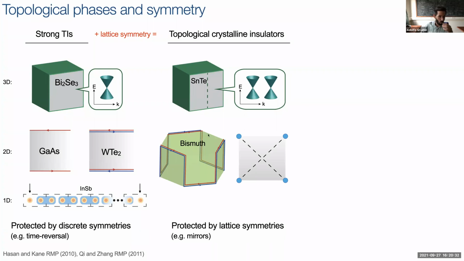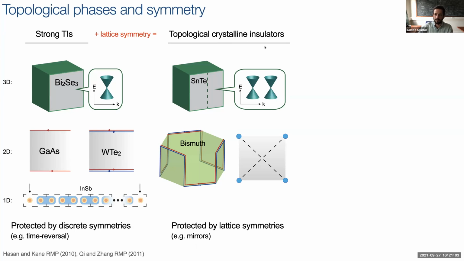You can have even more weird things in bismuth. For example, you can have this helical state, spin up and spin down going in opposite directions along the hinges. So there's some experimental evidence for this. And in 2D, you can have corner states that stay pinned at the corners. These all require lattice symmetries, and they have been labeled as topological crystalline insulators, and they have been observed in real materials.